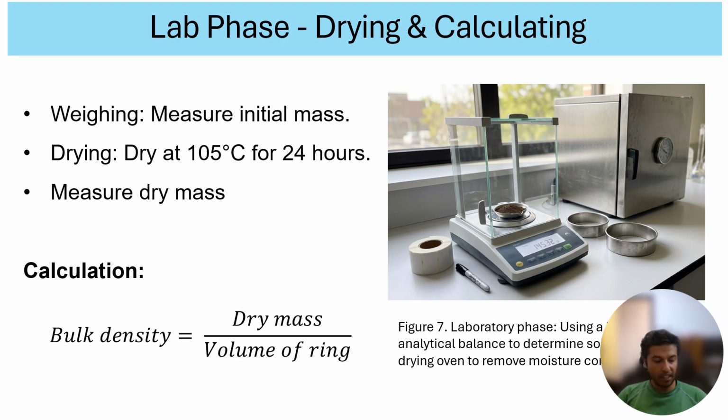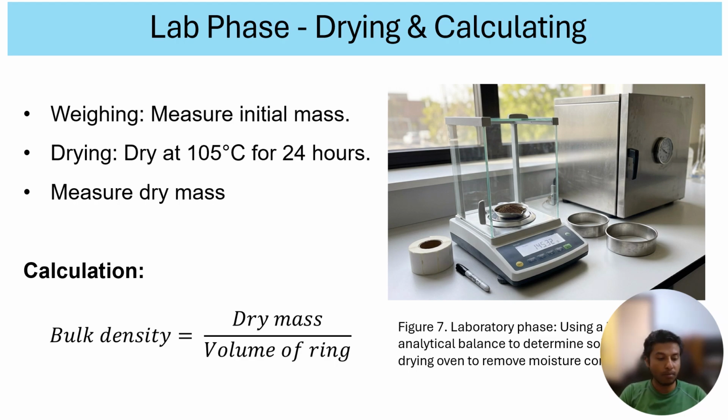So first we take the field moist weight of the sample, not just for our record, but because to find the true bulk density, we must eliminate all the water weight. So we place the soil sample into the metal dish and put it into the scientific drying oven at 105 degrees Celsius for a full 24 hours. After the 24 hours, we weigh the sample again on a high precision analytical balance, as shown in the figure, and this becomes the final dry mass.